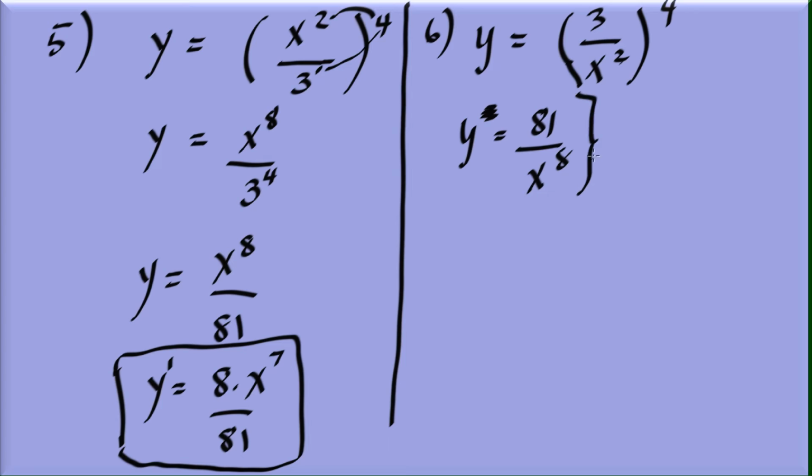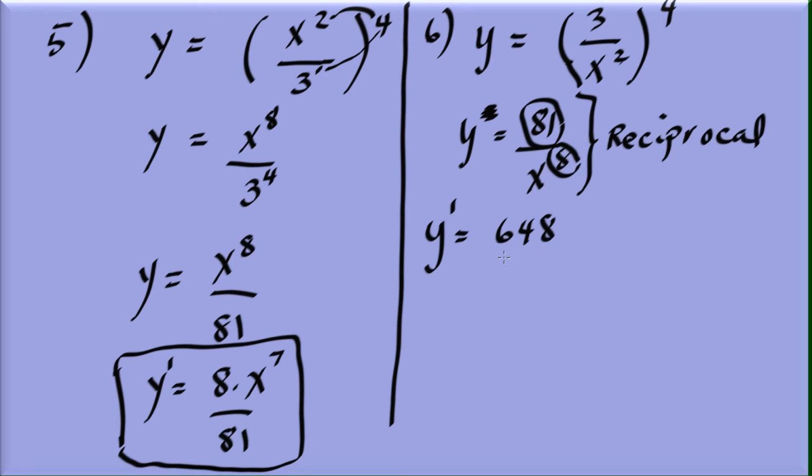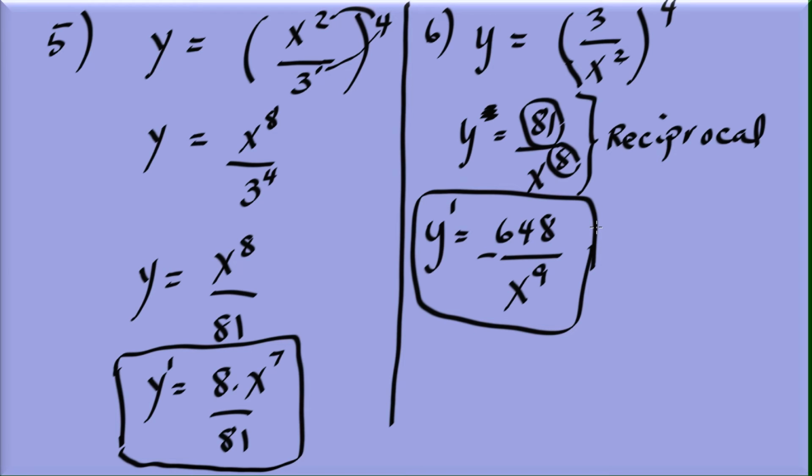Now that makes it a reciprocal. Because it's a reciprocal, you can use the reciprocal rule, okay? Shortcut to find its derivative. So what is 81 times 8? That is 648 over x to the 8 plus 1. So that's x to the 9. And then you switch the sign, okay? So that's how easy the reciprocal rule shortcut is.